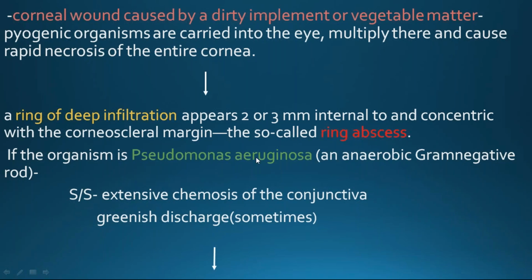The organism is Pseudomonas aeruginosa, an aerobic gram-negative organism. If the infecting organism is Pseudomonas, there will be extensive chemosis of the conjunctiva and a greenish discharge.